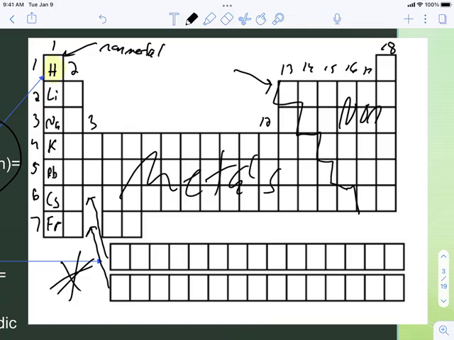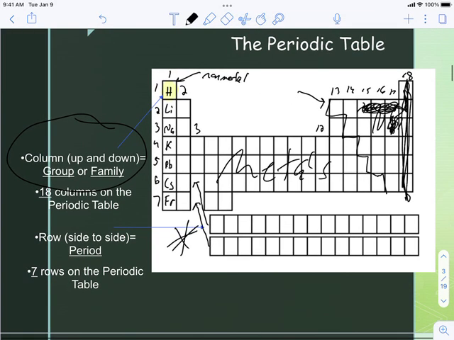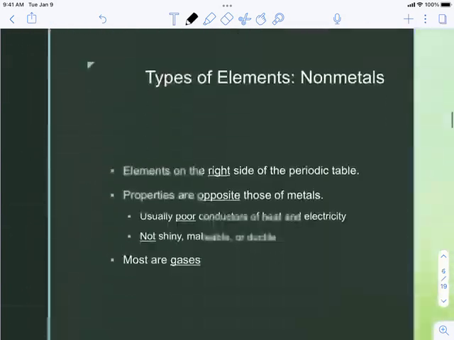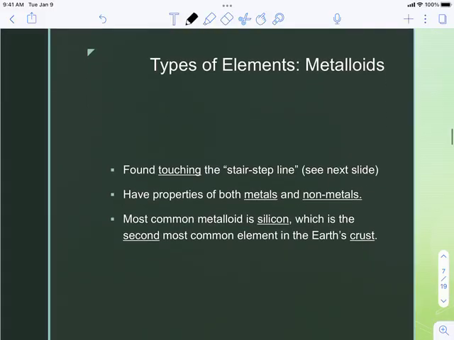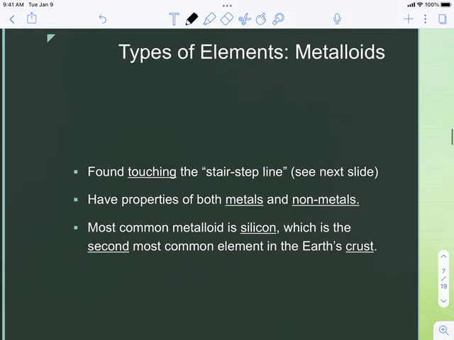Most are gases. These, the ones that I'm drawing on, are your gases. So right side nonmetals, left side metals. And then we have the metalloids.